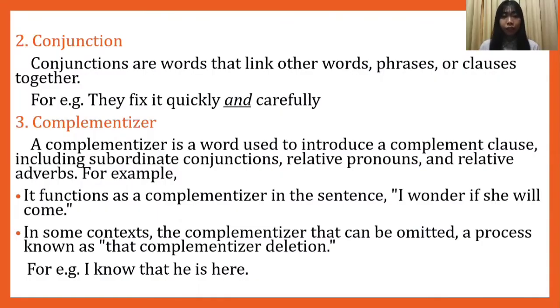Second, we have conjunction. Conjunctions are words that link other words, places, or cultures together. For example, they fix it quickly and carefully. And is a conjunction.